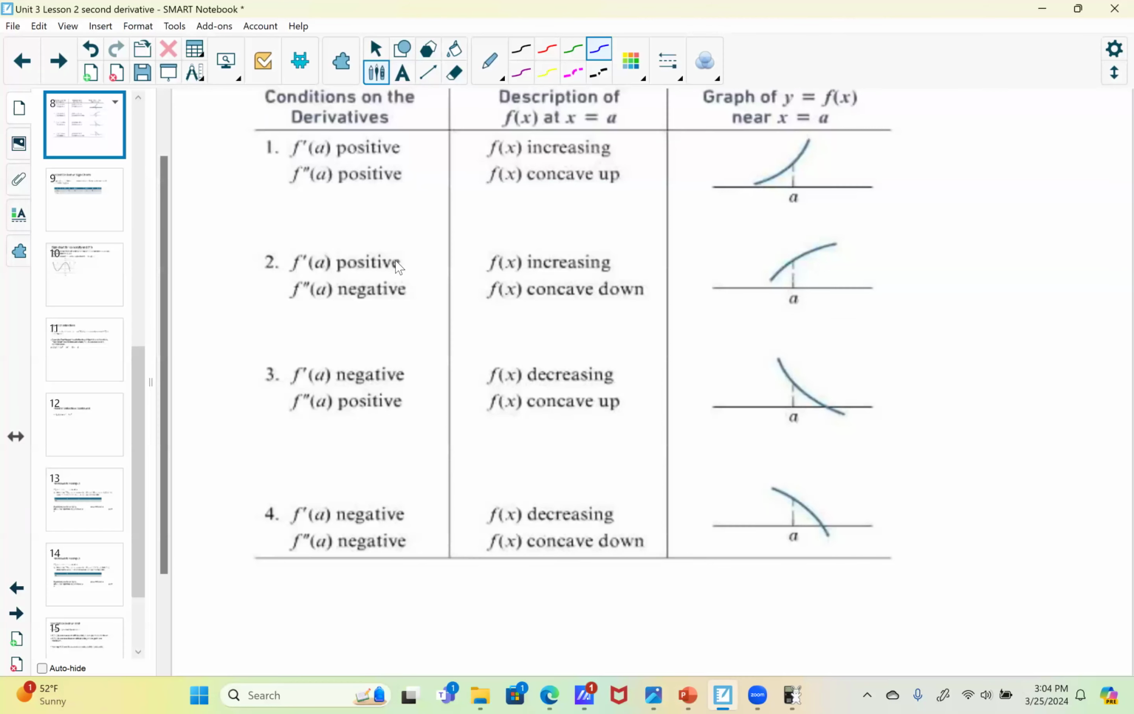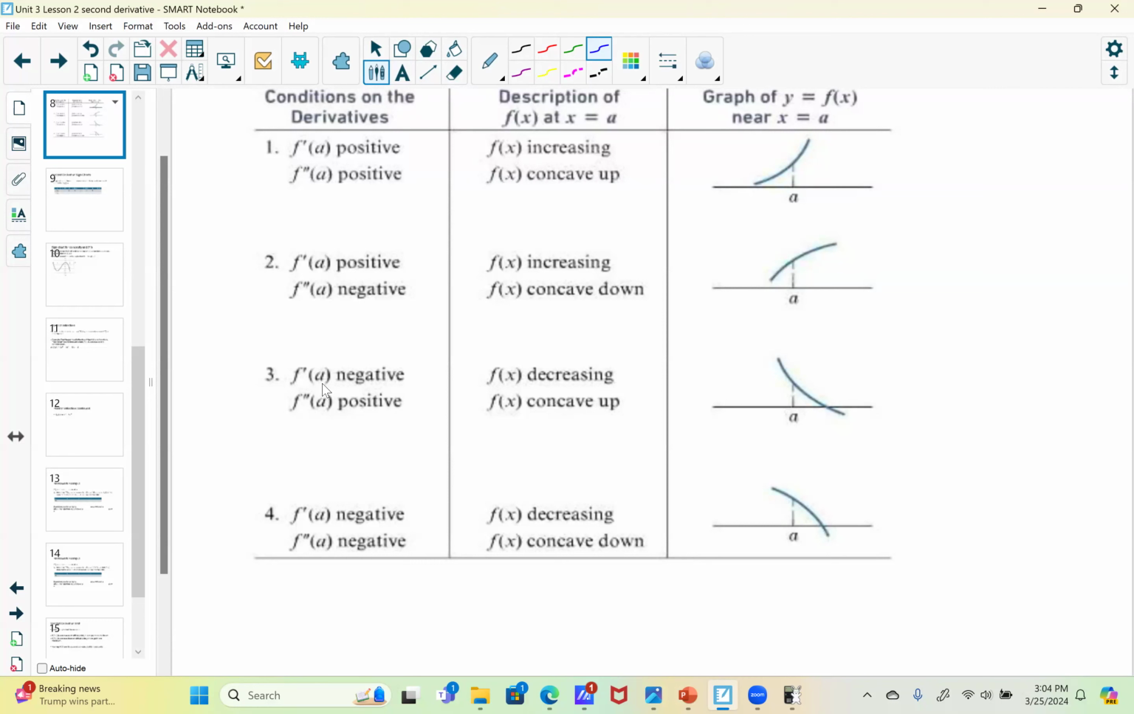If my first derivative is positive and my second derivative is negative, what we know is that because the first derivative is positive, my function is increasing. And because the second derivative is negative, my function is concave down. So it would look like this at this point A. It would be increasing and concave down.